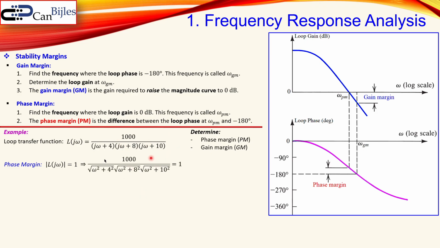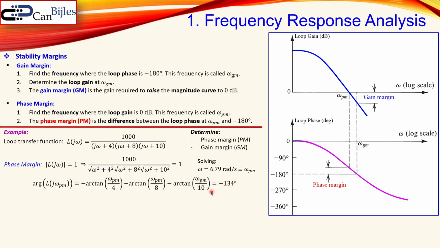That means take the magnitude of this one, set equal to 1. You can solve this just using your calculator or any solver. That will give you an omega of 6.79 radians per second. And this is now the omega PM, which is the phase margin frequency. Now we're going to need to go down and also determine the associated phase. So that is the argument of that loop transfer function determined for that specific frequency of 6.79. So then we get this minus 134 degrees.